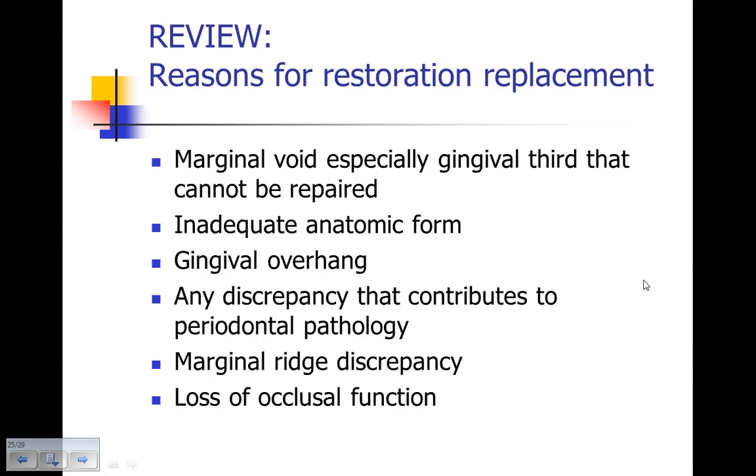So let's review the reasons for restoration and replacement. Marginal voids, especially in the gingival third, that can't be repaired. Inadequate anatomic form. Gingival overhangs. Any discrepancy that contributes to periodontal pathology in the restoration. Marginal ridge discrepancies. Loss of occlusal function are all reasons for restoration and replacement.